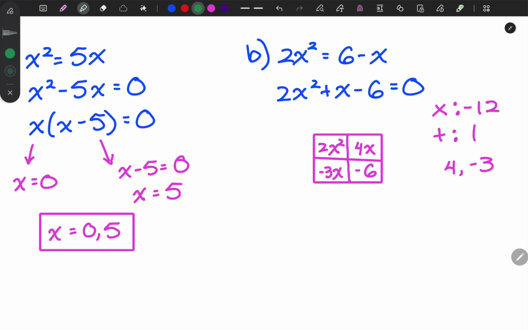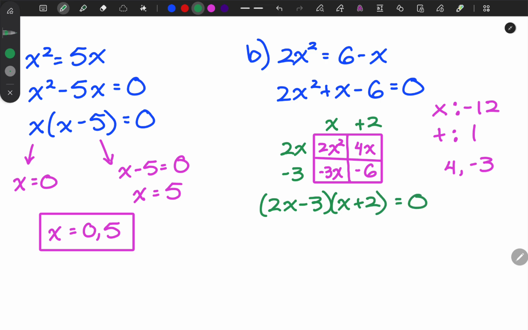I'm going to temporarily highlight. I will factor the first row like that and look for the greatest common factor. In this case, that's going to be 2x. And for the next one, it will be minus 3. Same thing for the first column. Really, all they have in common is an x. And then the next term has a plus 2 in common. So our factored form will be 2x minus 3 times x plus 2 equals 0.